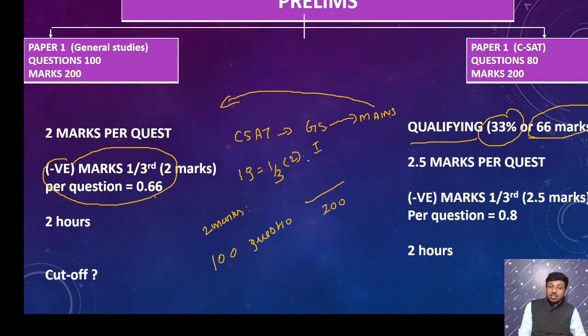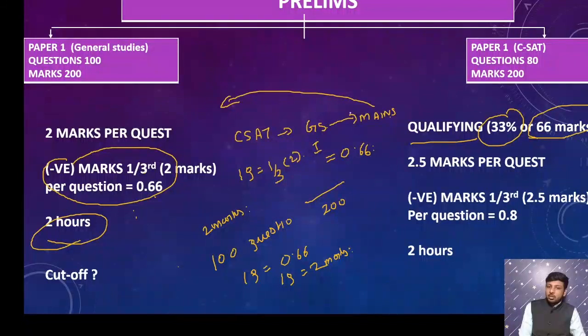That is, 1/3 of the 2 marks will come to 0.66. Therefore, 0.66 is the negative mark. For each wrong question, you will be losing 0.66 mark. For each correct question, you will be rewarded with 2 marks. Okay? So this is how the negative marks will work. And the exam will be conducted for 2 hours.